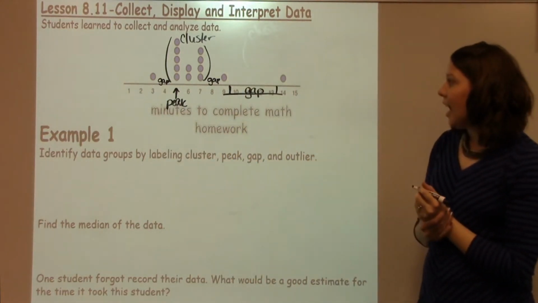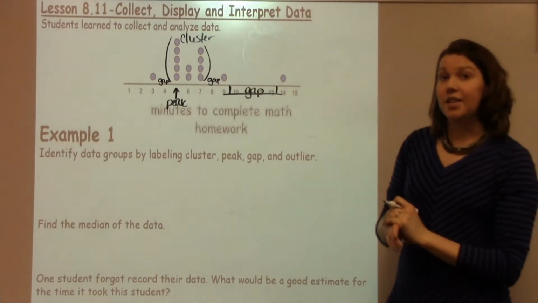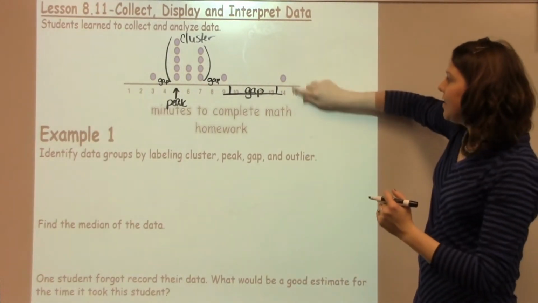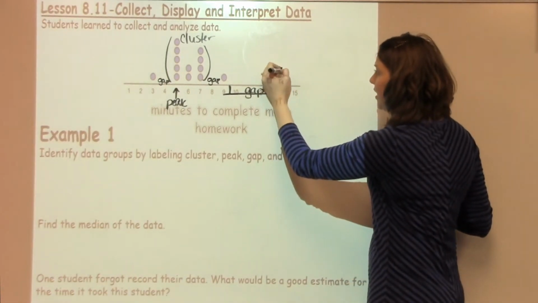And then looking for any outlier data. Remember, outlier is extreme data that's really off of the rest of the group. In this case, our outlier would be 14.